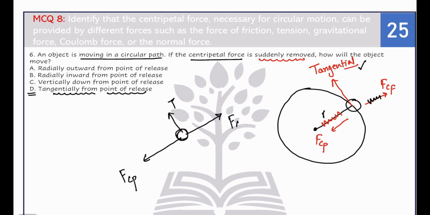Centripetal, centrifugal. So what are we removing? We are removing centripetal. So who is balancing centripetal? Centrifugal. This is also finished. So who will be left? Tangential. Clear, guys? Understand? Okay, guys.